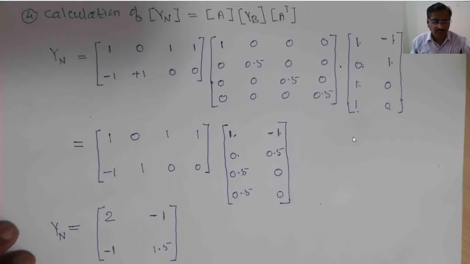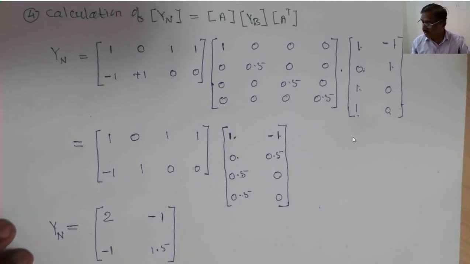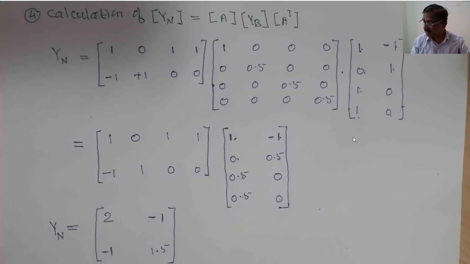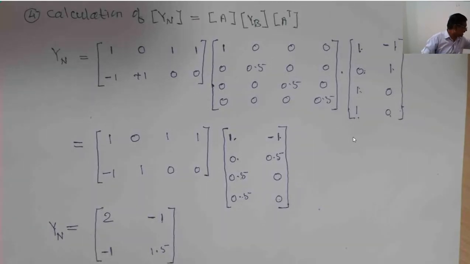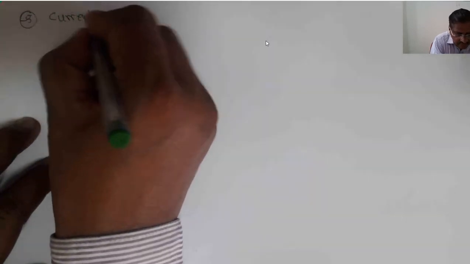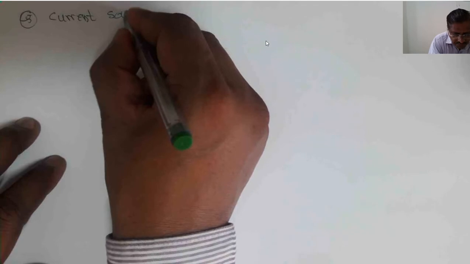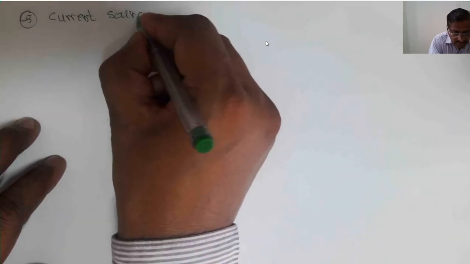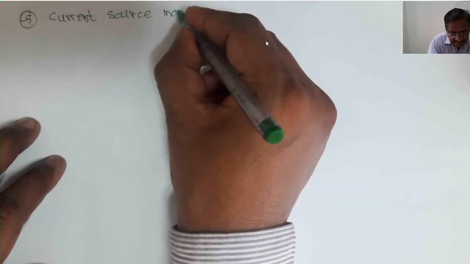Now, if we know the Yn in step number 4, then we will use step number 5, which is nothing but the preparation of the current source matrix, which is Is. Now, here the next step is step number 5. In this step number 5, we will find out the current source matrix.